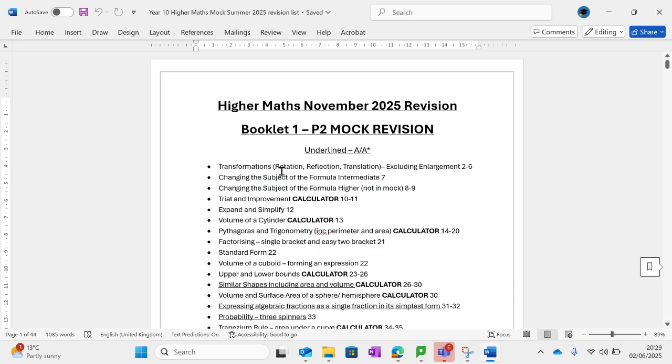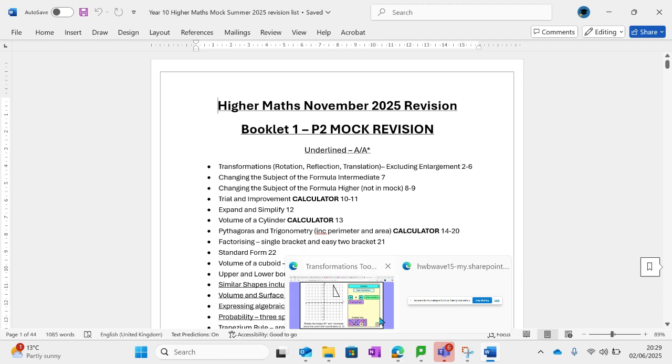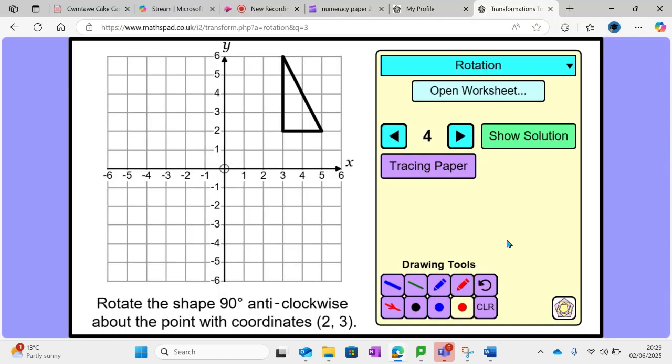Starting with transformations, there's three or four topics in this list that we haven't done yet, okay? And we're going to teach it as we're revising for the mock. One of them is the first one, transformations. To teach this, I'm going to use MathPad, and there's some nice revision on MathPad. We're going to start with the one that's in the mock, which is rotation.